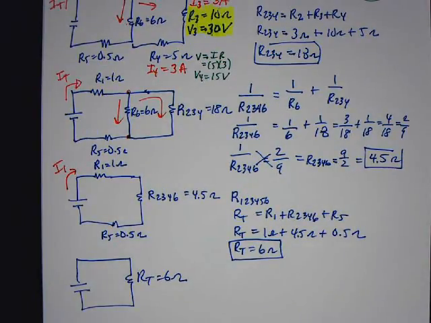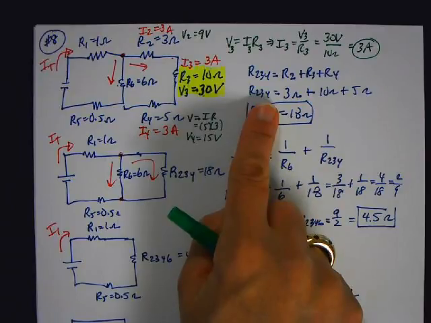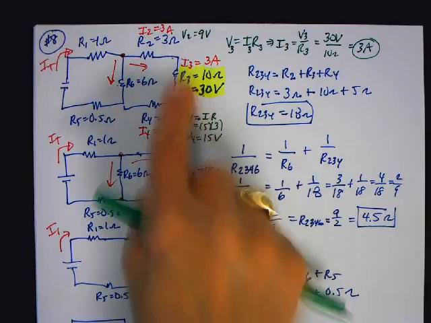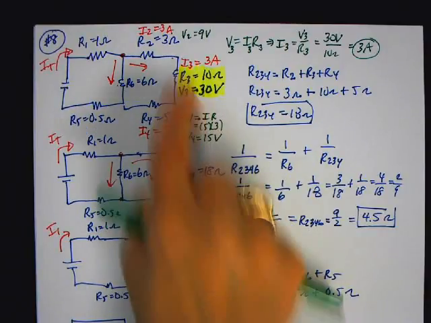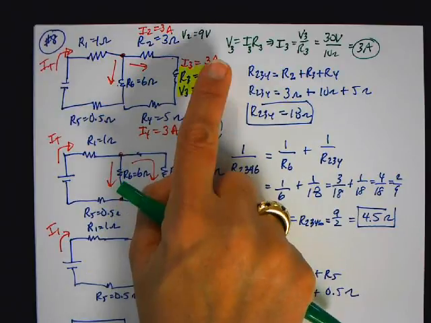Now, they don't give us the total voltage of the battery. So what we need to do for this problem is go back to here and use this information. Going back to this diagram, they gave us V3. So I calculated the current going through here. I3 was 3 amps. If this was 3 amps, because they're in series, this was 3 amps.